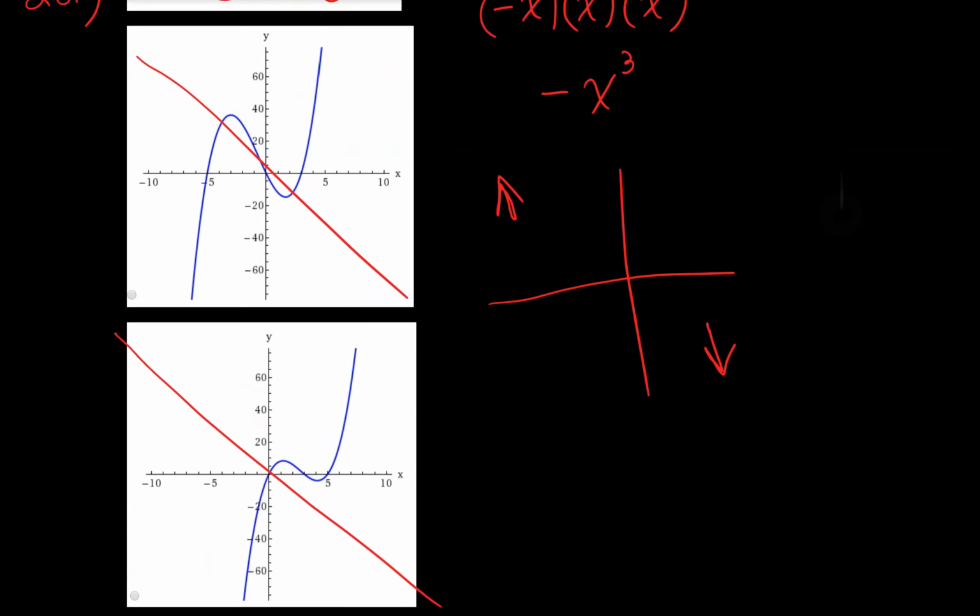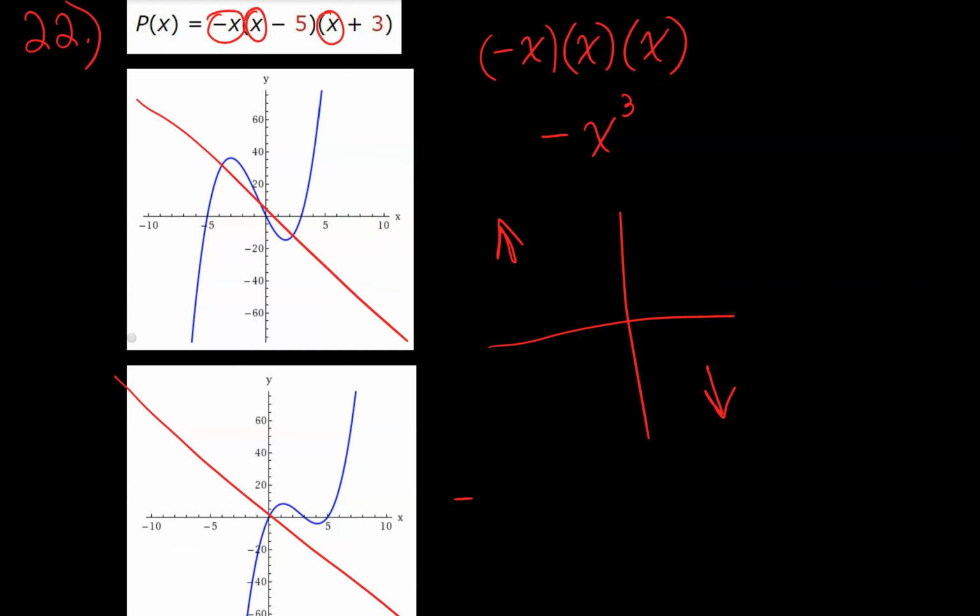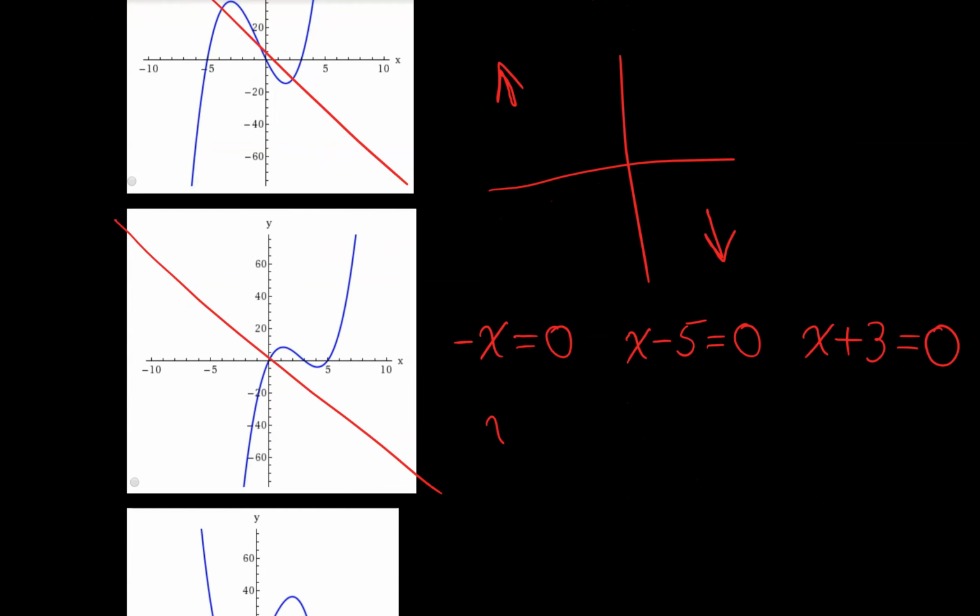Since this one's already factored out for us, that's a little bit easier. Okay, we take each one of our factors and set it equal to 0. So we had negative x, we'll set that equal to 0. x minus 5, set that equal to 0. And x plus 3, set that equal to 0. And figure out our x-intercepts. So here our x-intercepts are 0, 5, and negative 3.